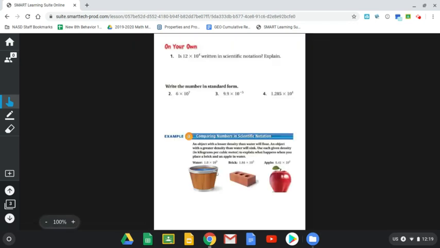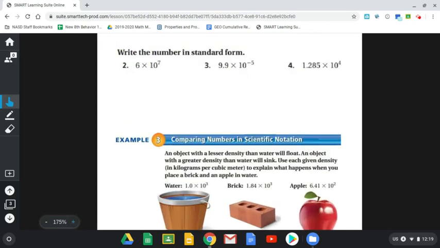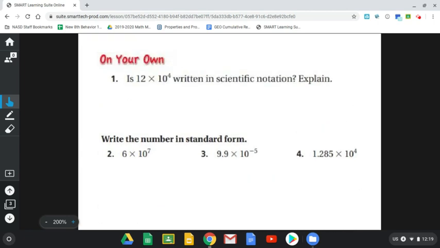All right, we're going to move to the next page. So let me get there. All right, so you see there's some on your own problems here. What we would like you to do is pause the video right now, take out a piece of paper and a pencil, and then work on these problems on your own. So there's 4 of them here. Go ahead and pause the video, work these out, and then start the video again, and then I'll go through the solutions.